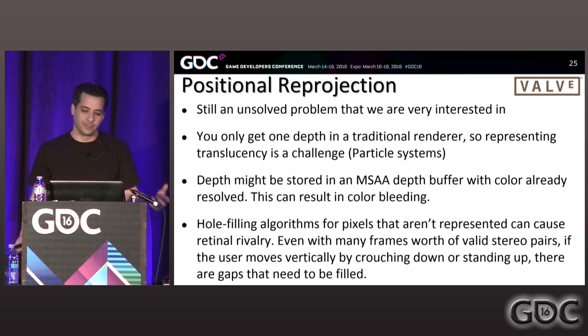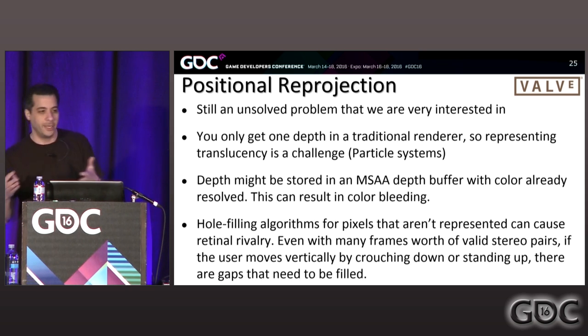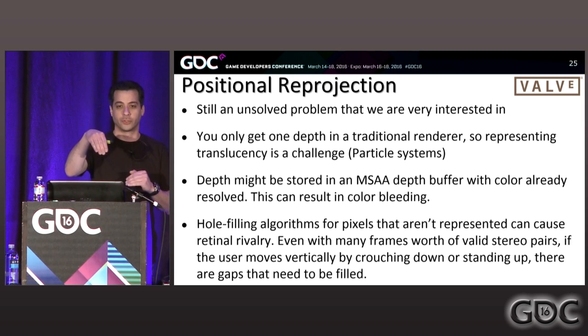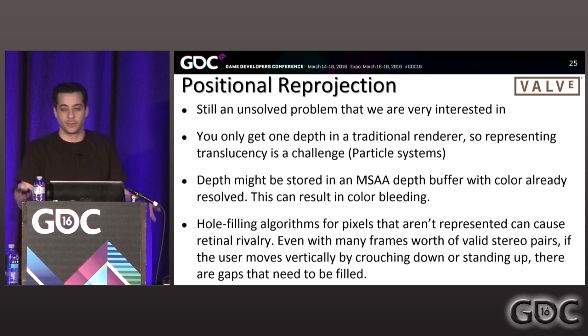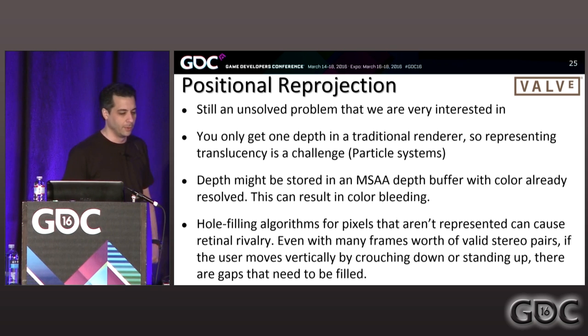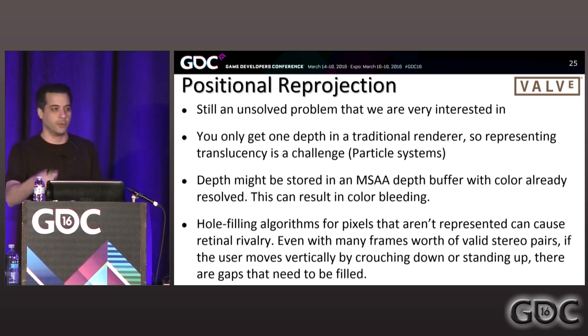Hole filling algorithms, obviously, as you move around and you start peeking around corners, or you squat or stand and you look over surfaces, there's going to be pixels that you have no data for, so you have to invent a color for those pixels. We call it hole filling. And you have to be very careful, because a lot of these algorithms can cause retinal rivalry, which means your eyes can't stereo fuse those colors because they don't match. And so it's a very tricky problem. It's a hard problem to solve, but it's something we've been thinking about, because that'll have far fewer side effects than doing rotation-only reprojection.